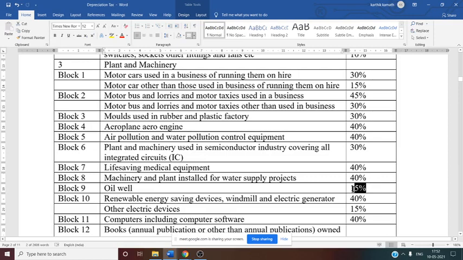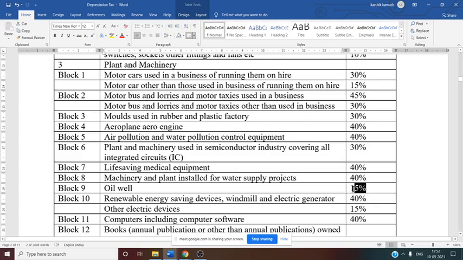Block 11 is about computer, including computer software. See, this computer is important now. Whatever is important, you have to remember the rate. Computer is very, very important from the point of view of examination. Rate of computer is 40%. You have to remember this rate. Sometimes they won't give you the rate, they will just tell you that you made the purchase of a computer somewhere in between the year. Then in that case you have to remember the rate, that is 40%.